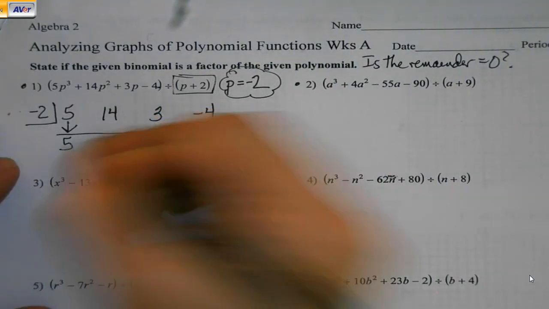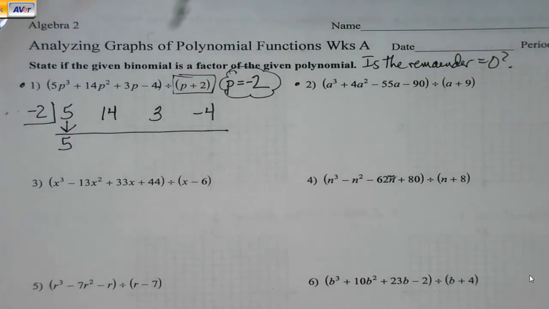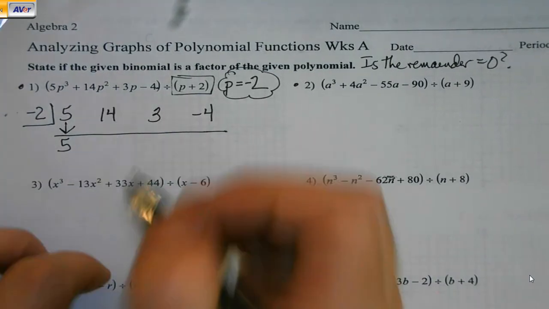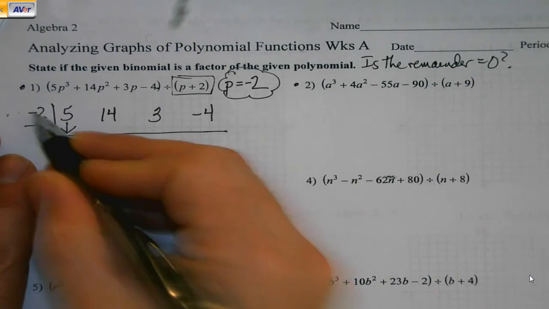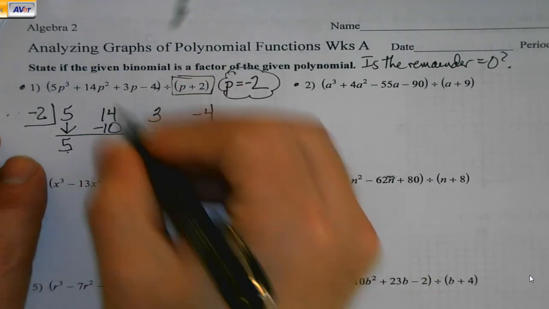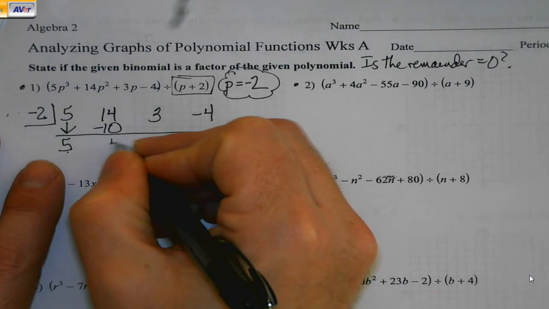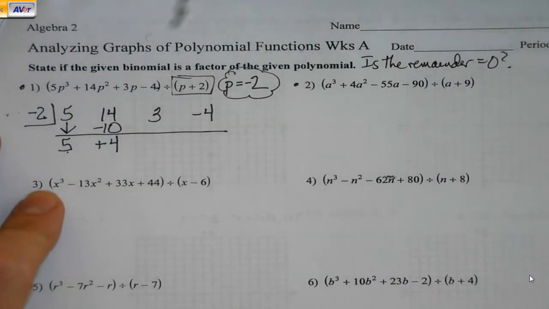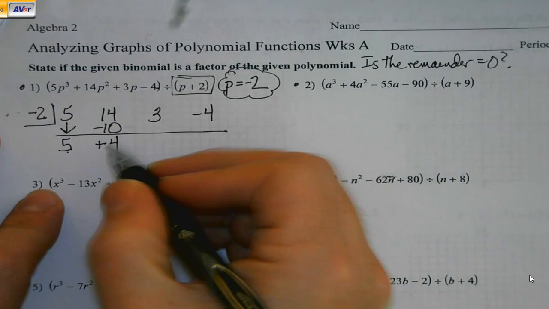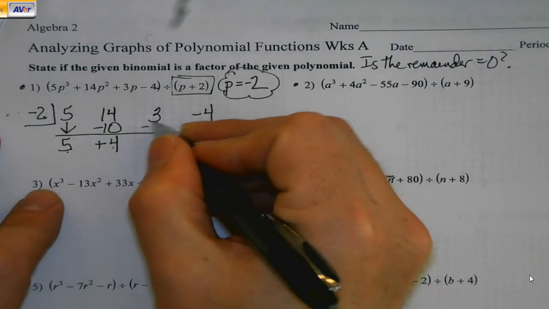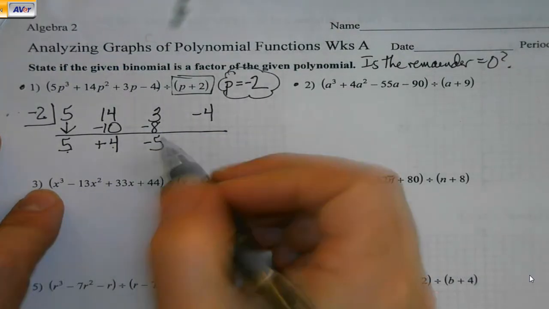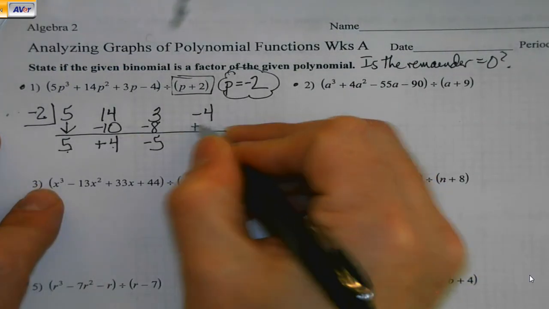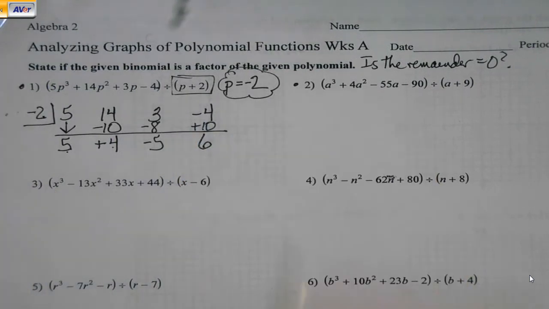So first term comes down. Don't mess with it. Don't multiply anything. Don't change it. Just leave it alone. Once we get that down to the bottom, we take that number and multiply by what's in the box. So 5 times -2 is -10. We're going to add down. Okay, keep your signs with it. We're going to multiply. We're going to add down. We're going to multiply. We're going to add down.